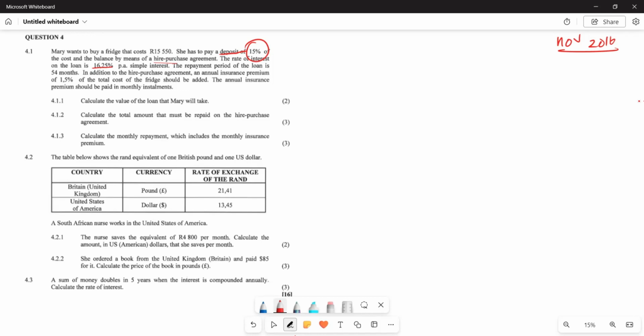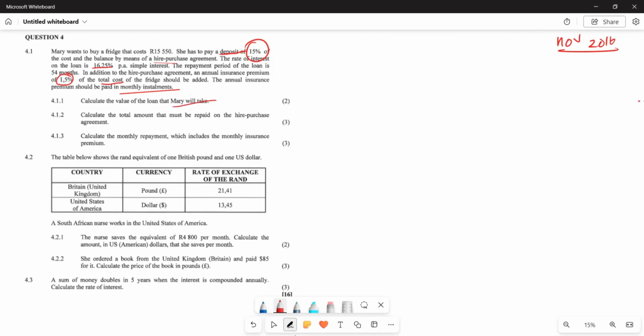Now, in addition to the higher purchase, there is an annual insurance premium, which means there's also an insurance that charges 1.5% of the total cost of the fridge, which should be added. They say the annual insurance premium should be paid in monthly installments. Just underlining these important concepts. Now, the first question, 4.1.1: calculate the value of the loan that Mary will be taking.